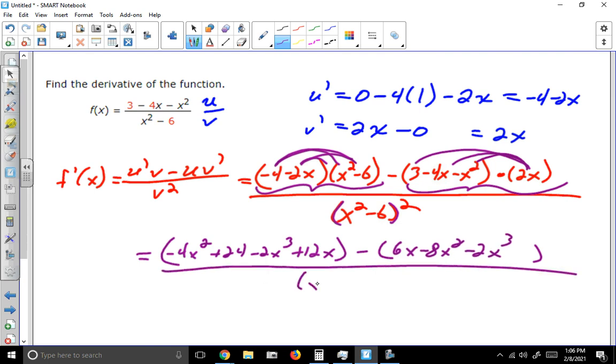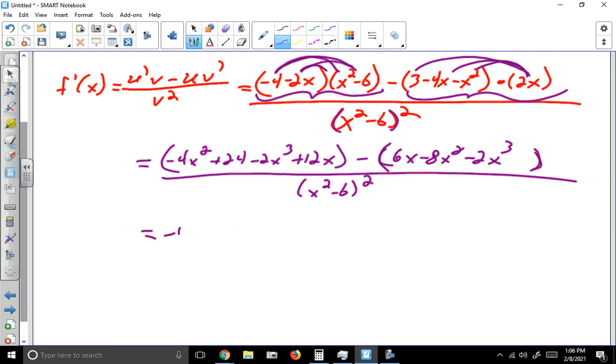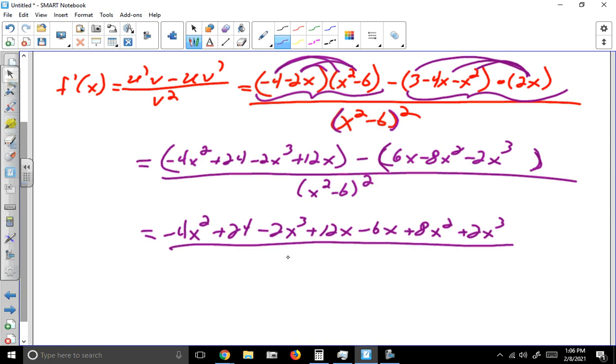Now notice we put parentheses around that because when we're subtracting, that subtraction applies to that whole parentheses, not just to the first term. So that parenthesis helps us realize we have to distribute that negative after we multiply. So we have a minus 4x squared, a plus 24, minus 2x cubed, plus 12x, minus 6x, plus 8x to the second, plus 2x cubed. All of that's over the denominator.